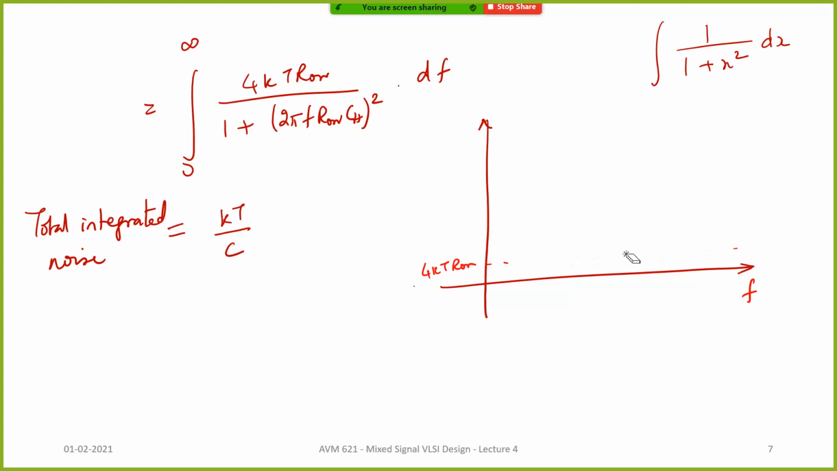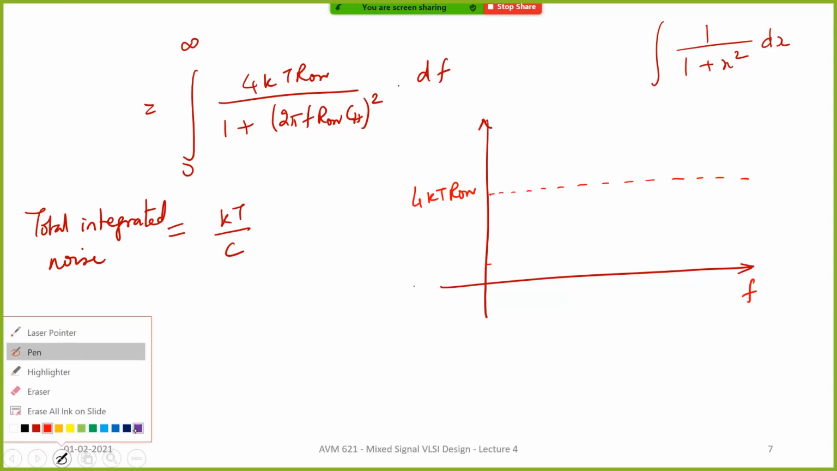Maybe I should have just drawn a little higher. Let's say this is how it is, 4kT R on. This is the thermal noise, which is flat across frequency. Okay, this is a power spectral density.